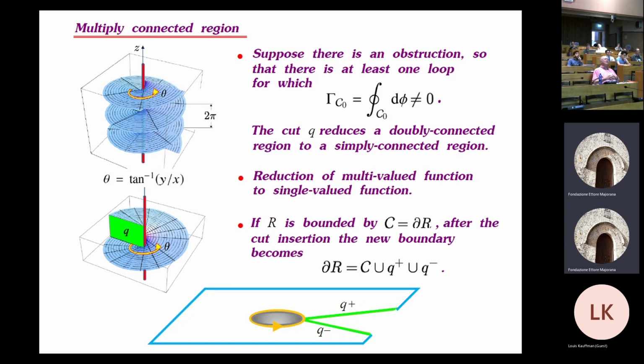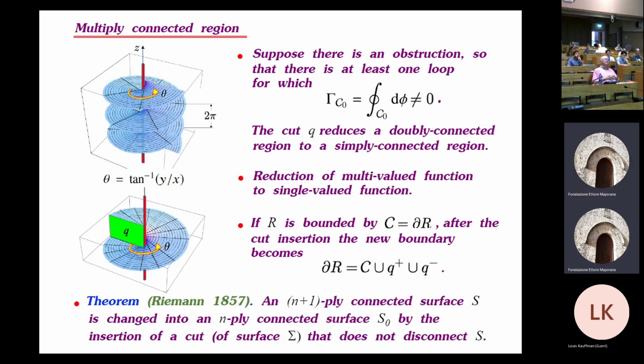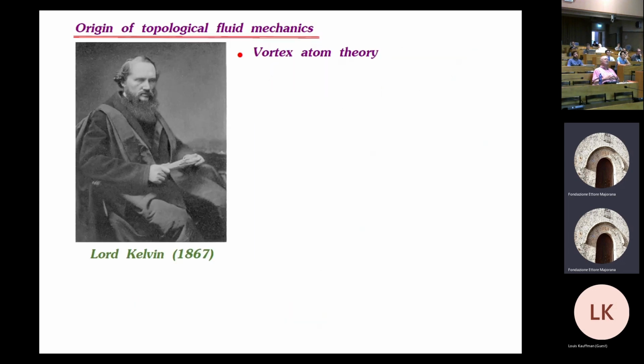The cut insertion modifies the boundary. Okay, the boundary is now modified by this Q plus and Q minus. Please keep in mind that these two parts are the same cut. But we have to take account of the new boundary now. So this is, in words, more or less what Riemann wrote: an n plus 1 ply connected surface S is changed into an n ply connected surface S0 by the insertion of a cut of surface sigma that does not disconnect S.